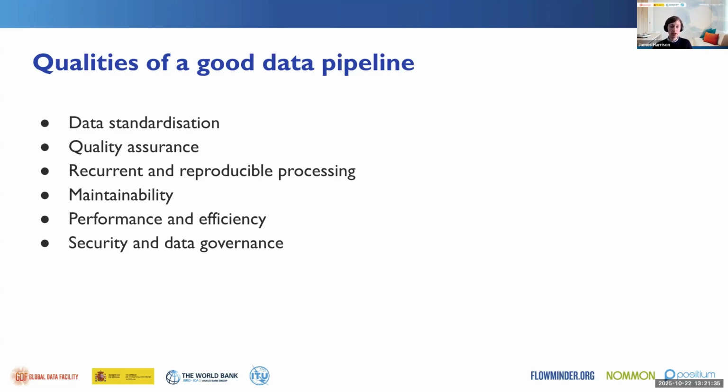Maintainability, so we want to make sure that our data pipeline is designed and built so that it can easily be maintained, kept running without too much additional effort, and can be updated easily as well. Performance and efficiency, making sure that the data pipeline operates efficiently, data outputs can be produced in a timely manner as needed, without significantly impacting other processes running in parallel. And then the final point, security and data governance, keeping the sensitive data in this pipeline safe.